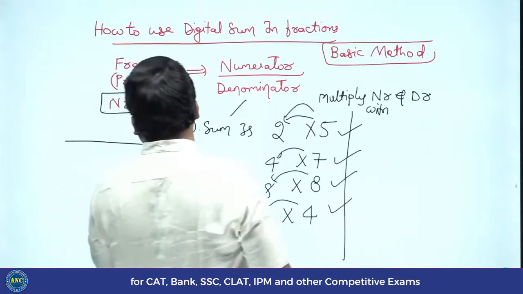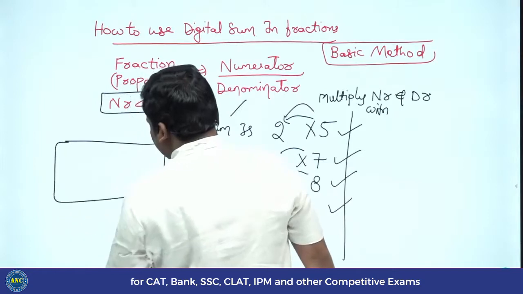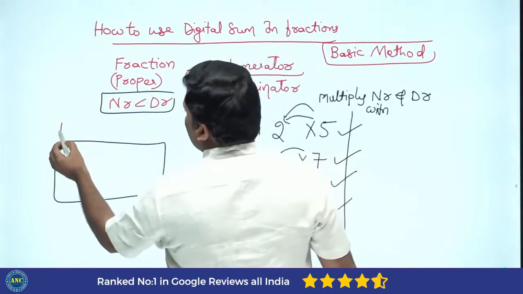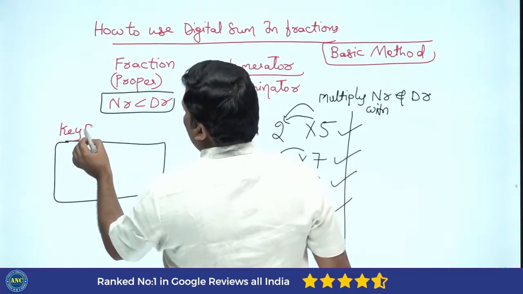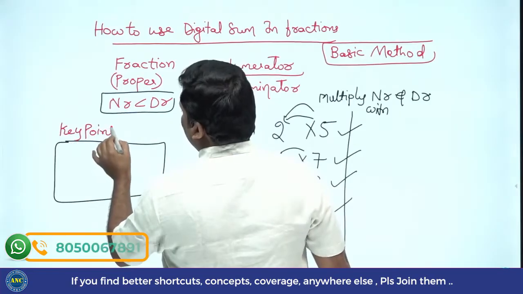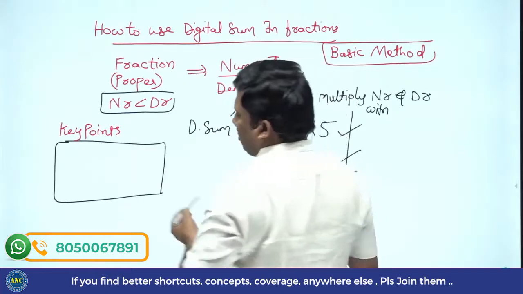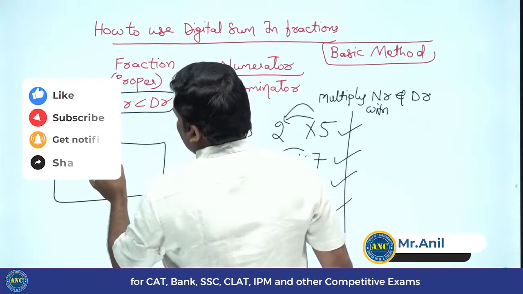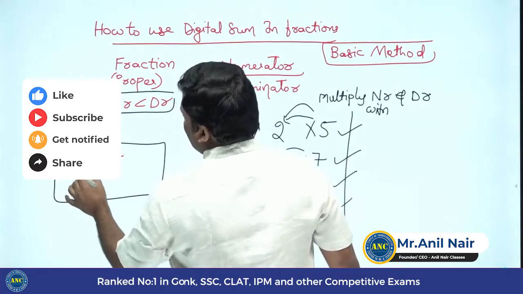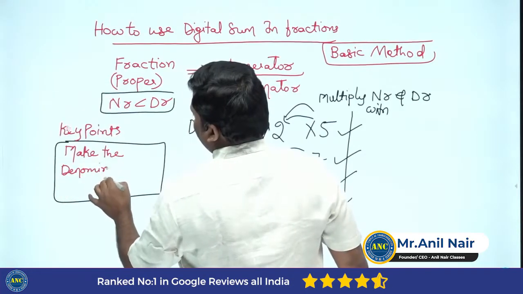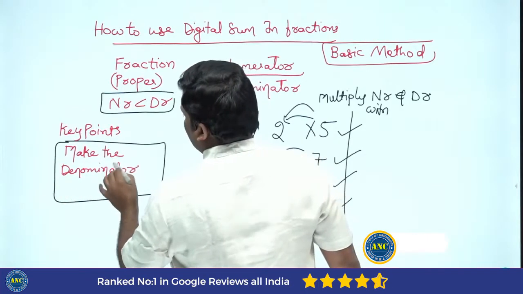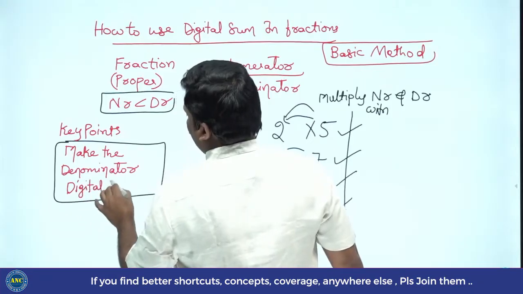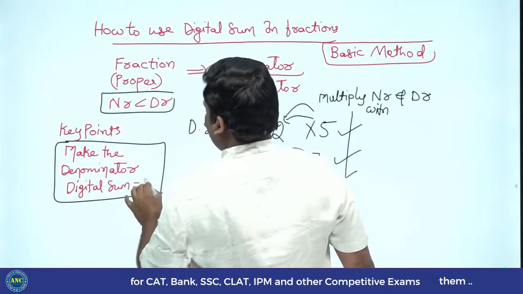So, what is the central idea? Please write it down. When we discuss recurring decimals for 4 hours with CAT enrolled students, you will understand some beautiful concepts. Key point: make the denominator digital sum 1.